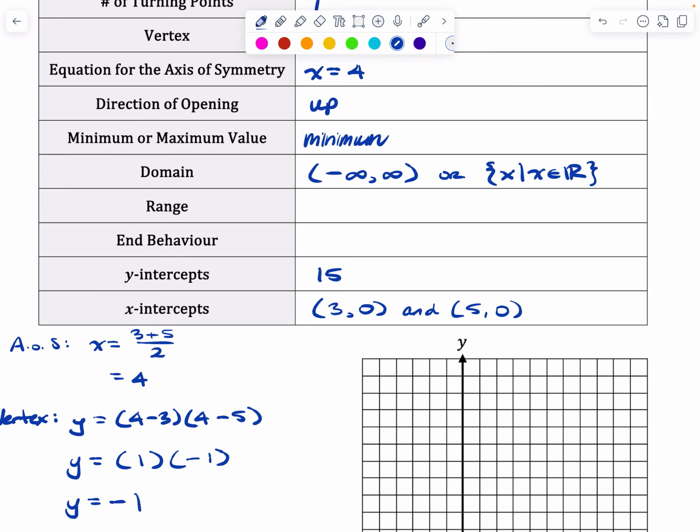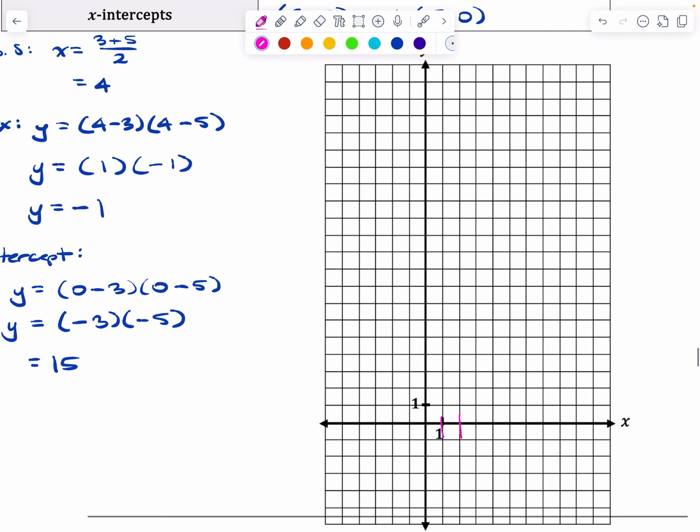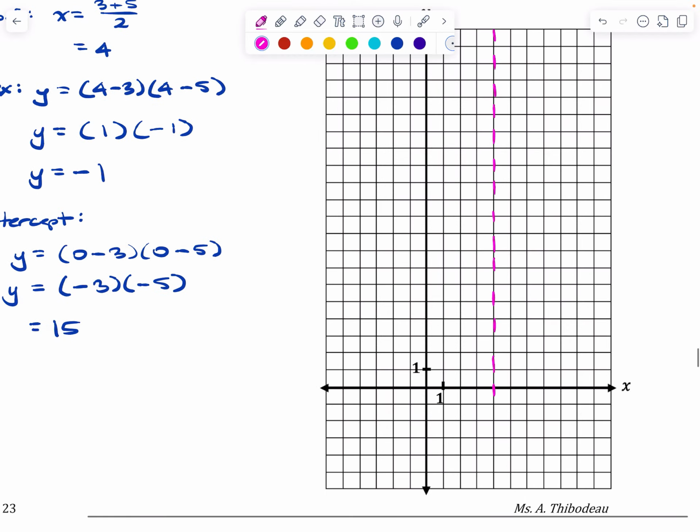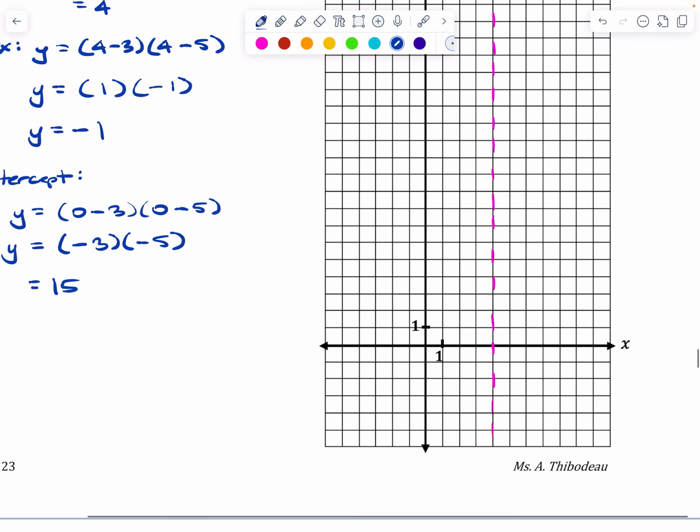We have an axis of symmetry when x is 4. So 1, 2, 3, 4, found it. I'm going to draw that in to provide myself a little mirroring line. We had x-intercepts we found: one at (3, 0), one at (5, 0). We also had a vertex we found, which was when x was 4, y was -1. So we can plot that in. And we can also plot the y-intercept.